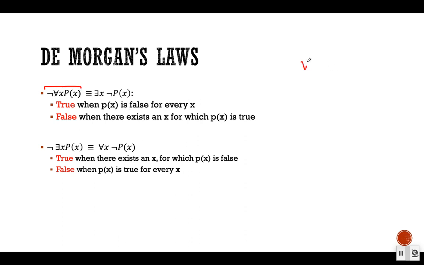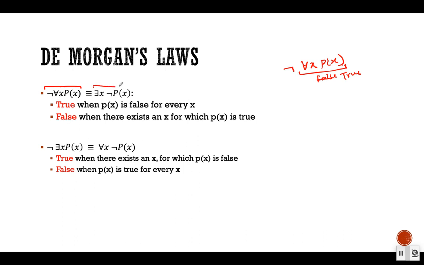So obviously, if we have this one, this will become false if every p(x) is false, for every x. Now if I use the not, that means this will become true when p(x) is false for every x.